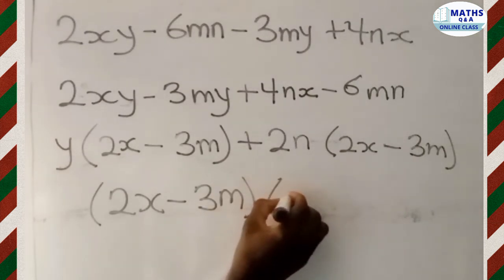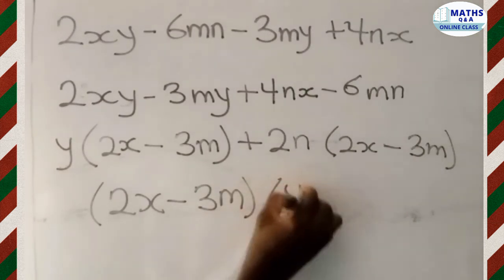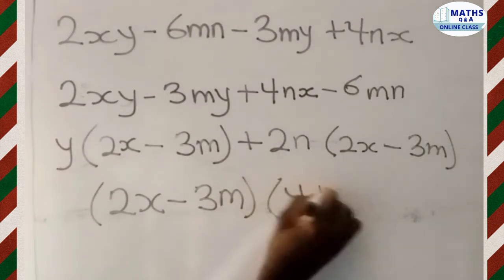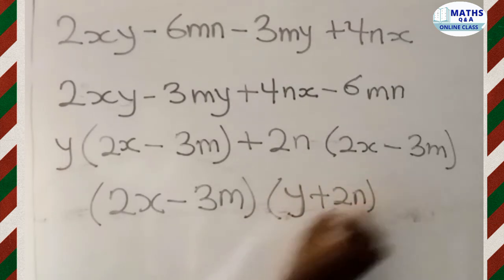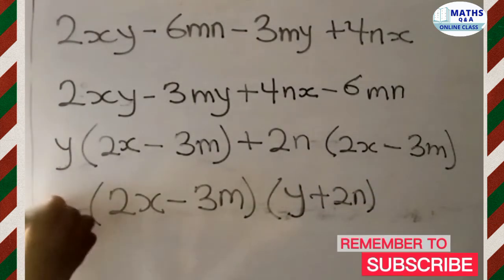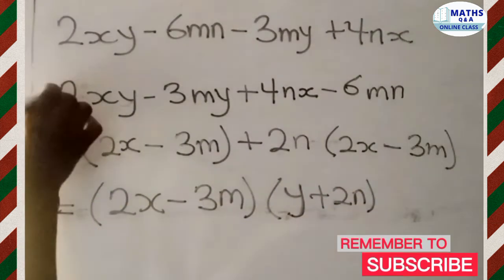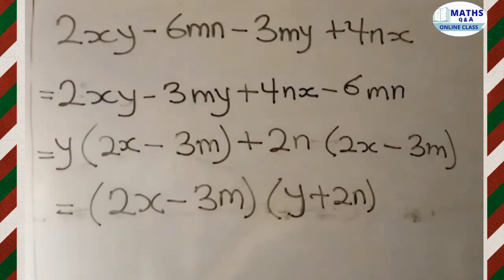two in one bracket. So y, we have y plus 2n. That's two in a bracket. So this becomes the factorized form of the algebraic expression 2xy minus 6mn minus 3my plus 4nx. Our final answer is what? 2x minus 3m multiplying y plus 2n.